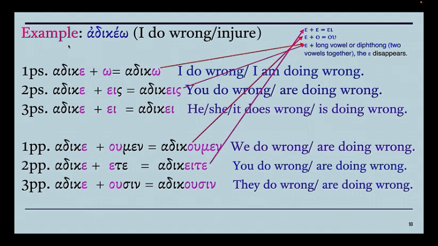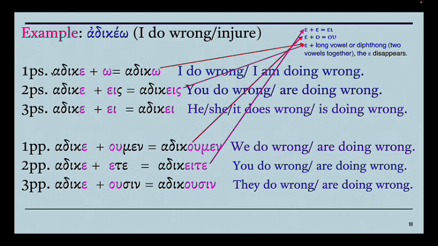Here is the example, adikeo. So the verb that we are given is adikeo. And notice here, this verb ends with epsilon. The root word or the stem ends with epsilon. So this is the first contract type of verb. Omega is an ending, the first person singular ending. You just leave it there. But now let's see how the pattern works.